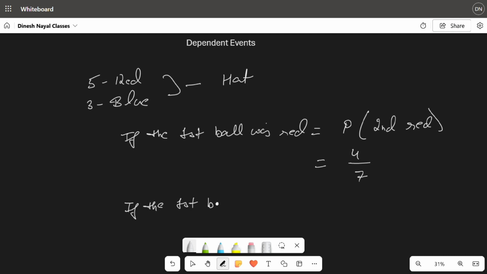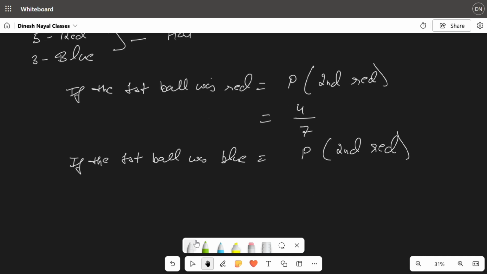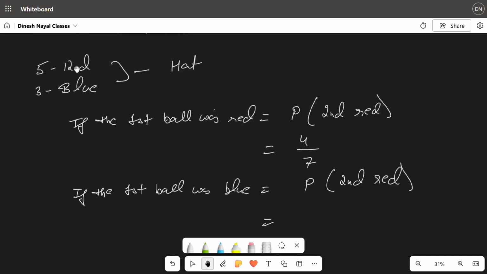Now if the first ball was blue, what is the probability of getting a second ball which is red? Initially there were 5 red only, but the first ball is blue.